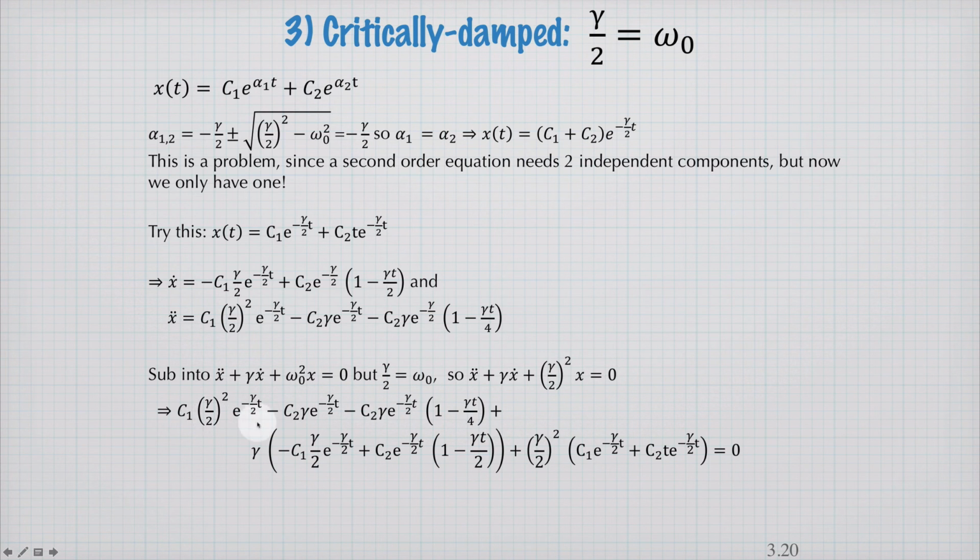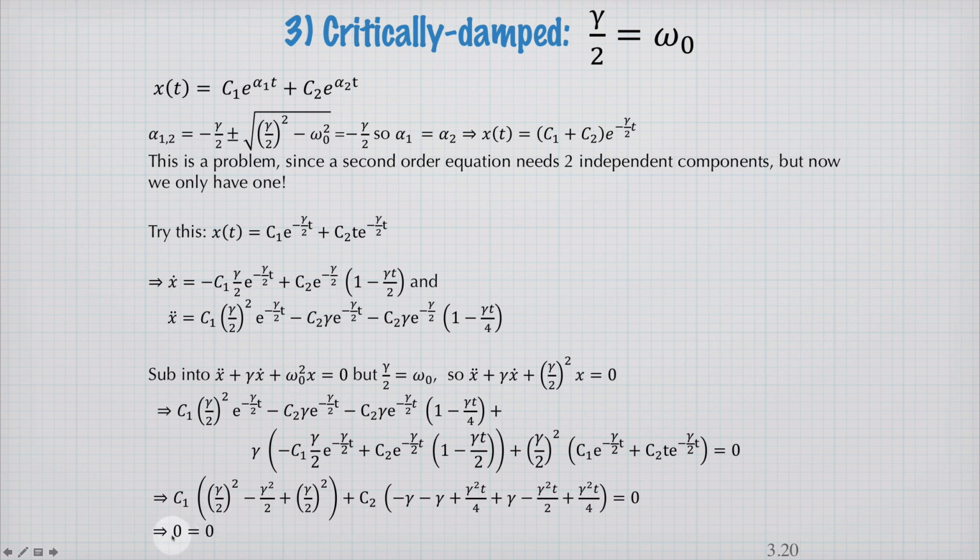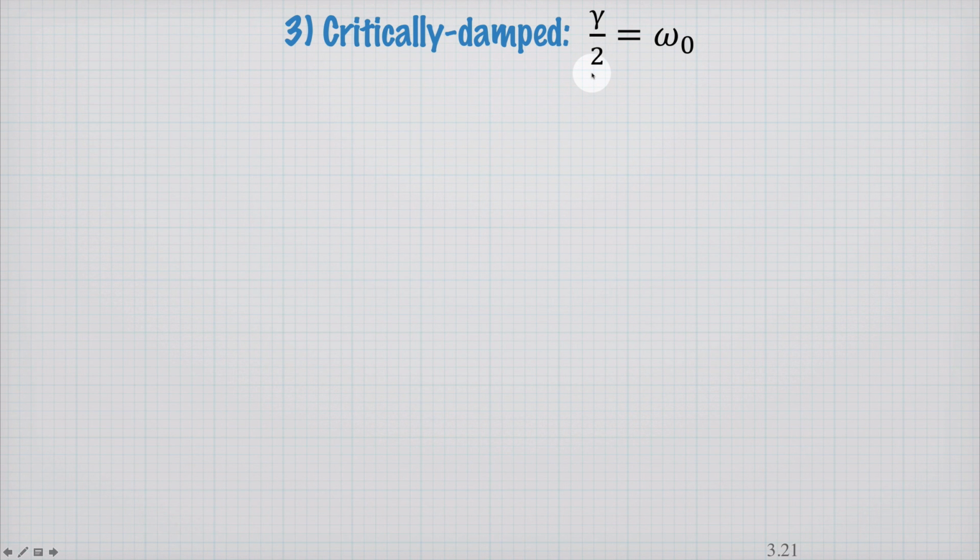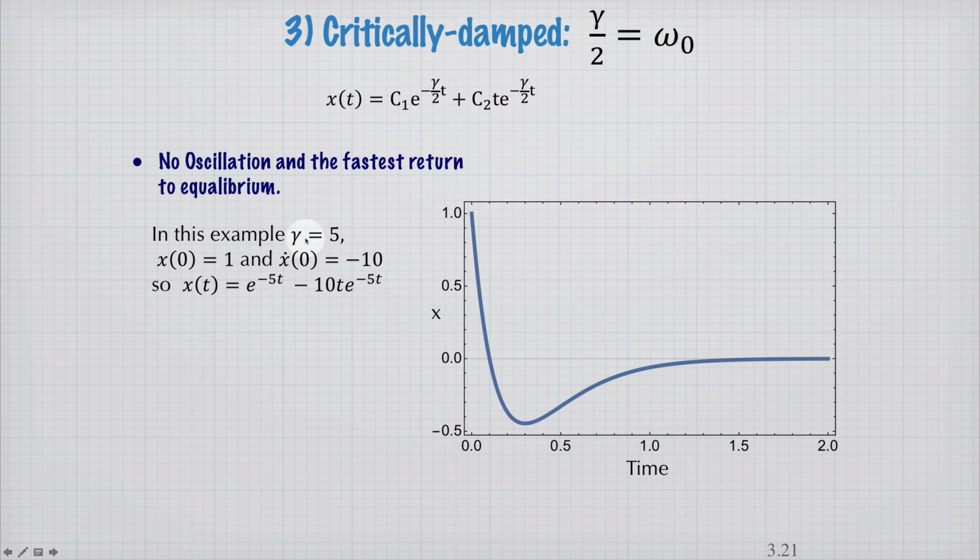Well, it's kind of laborious, but here it is, and we can take out everything that has a common factor of c1, everything with a common factor of c2. All of this cancels, and all of this cancels, and so it's true. 0 equals 0, and this function of x solves the differential equation for the case of critical damping. What does critical damping look like? Well, here's our function for x, and we'll take an example with some value of gamma and some initial conditions.